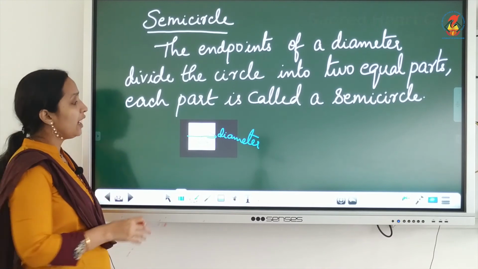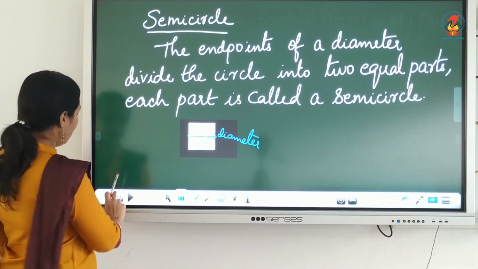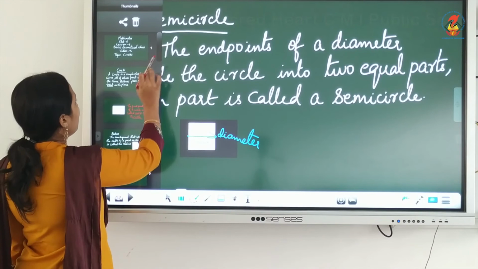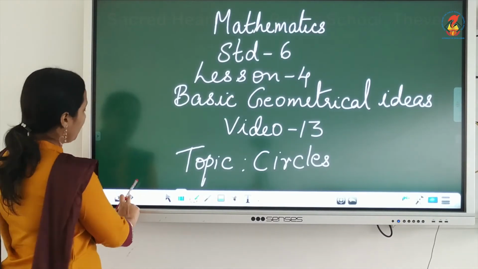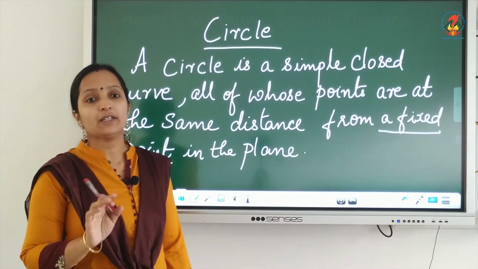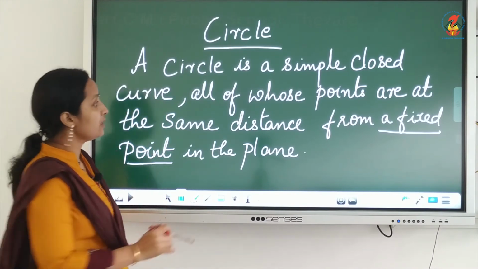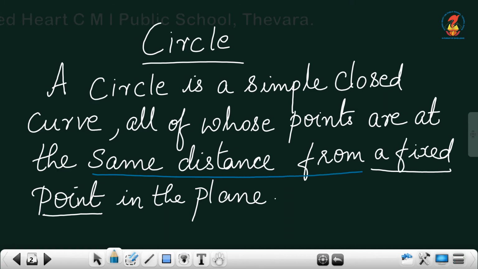Okay, children, I hope all the topics are clear. What all things we learned here? What do you mean by circle? Circle means it's a simple closed curve. The important thing is same distance from a fixed point, okay?